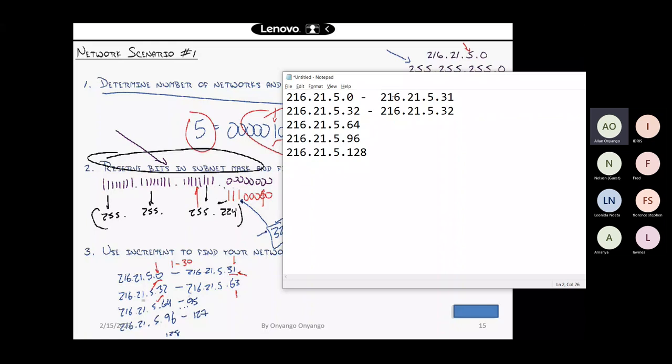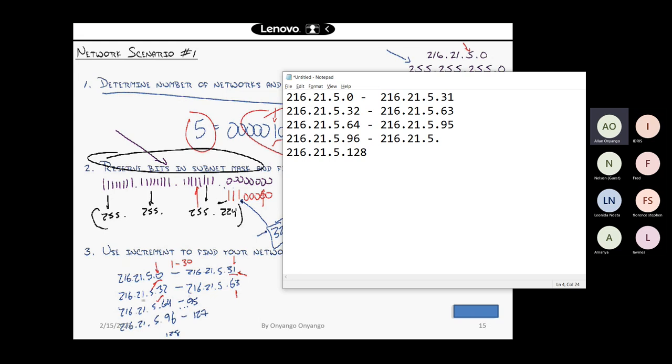The third one begins at 64. It means the previous one ended at 63. Okay. Now, the fourth one is beginning at 96. It means the previous one ended at 95. Okay.